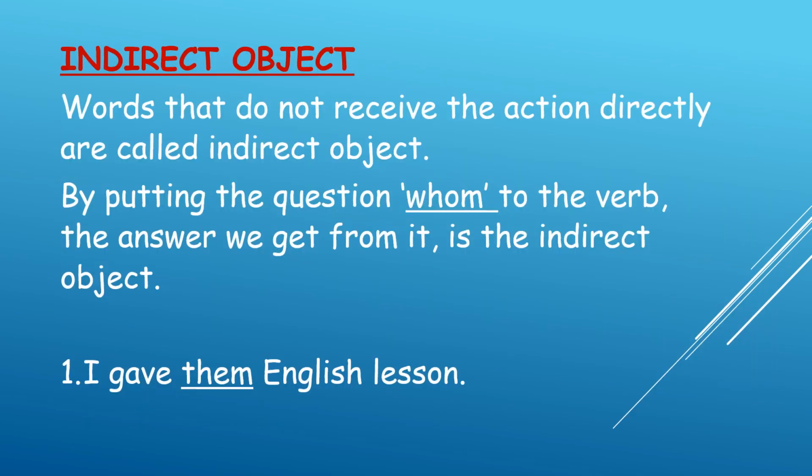Indirect object. Words that do not receive the action directly are called the indirect object. And by putting the question whom to the verb, we can find out the indirect object. For example, I gave English lesson. To whom I gave? Them. So when I put the question whom to the verb, whom I gave the English lesson? Them. So them is our indirect object.